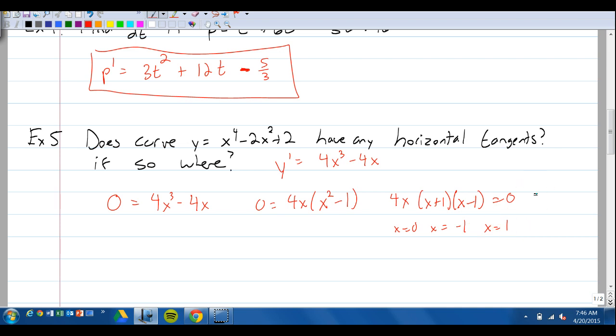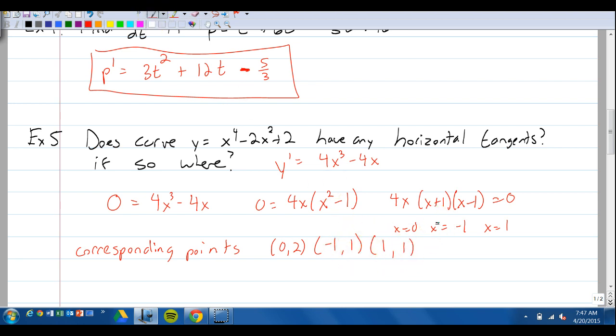Okay, so at those 3 points on the curve, you will have a horizontal tangent, and the corresponding points are, if you stick 0 into the original equation, you get 0, 2. If you stick negative 1 in, you get 1. And then if you stick 1 in, you also get 1.